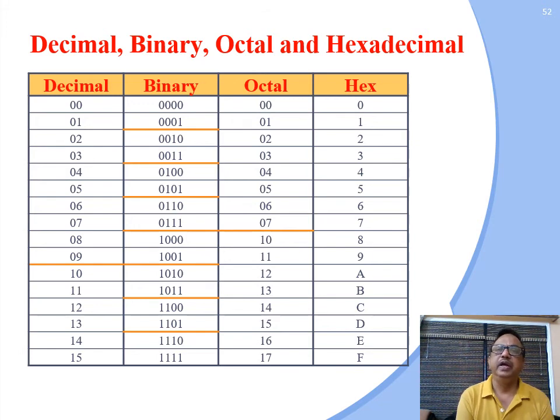And finally we learned about the hexadecimal number system. In the hexadecimal number system there are 16 distinct symbols from 0 to 9, and capital A, capital B, capital C, capital D, capital E, and capital F. And this F has the highest value in a unit.